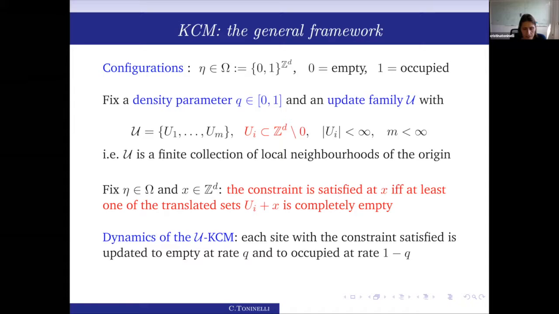And then the dynamics is defined once this update family is chosen, and once the parameter Q, which enters in the point tosses that define the update, is chosen. The dynamics is defined as for the FA to F model, saying that each site updates to empty at rate Q and to occupied at rate 1 minus Q, provided the constraint is satisfied. So this is a way to rephrase in a general framework the constraints.